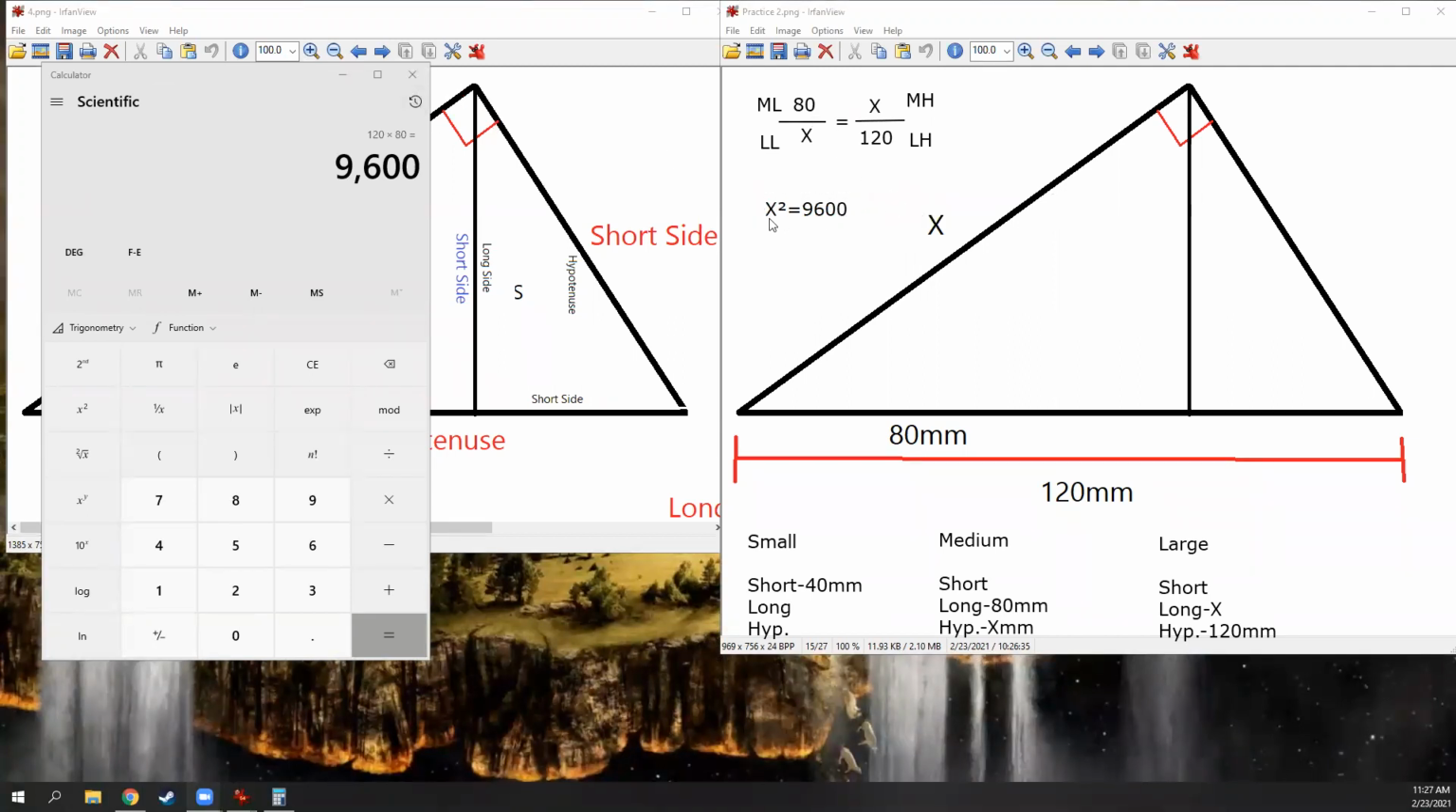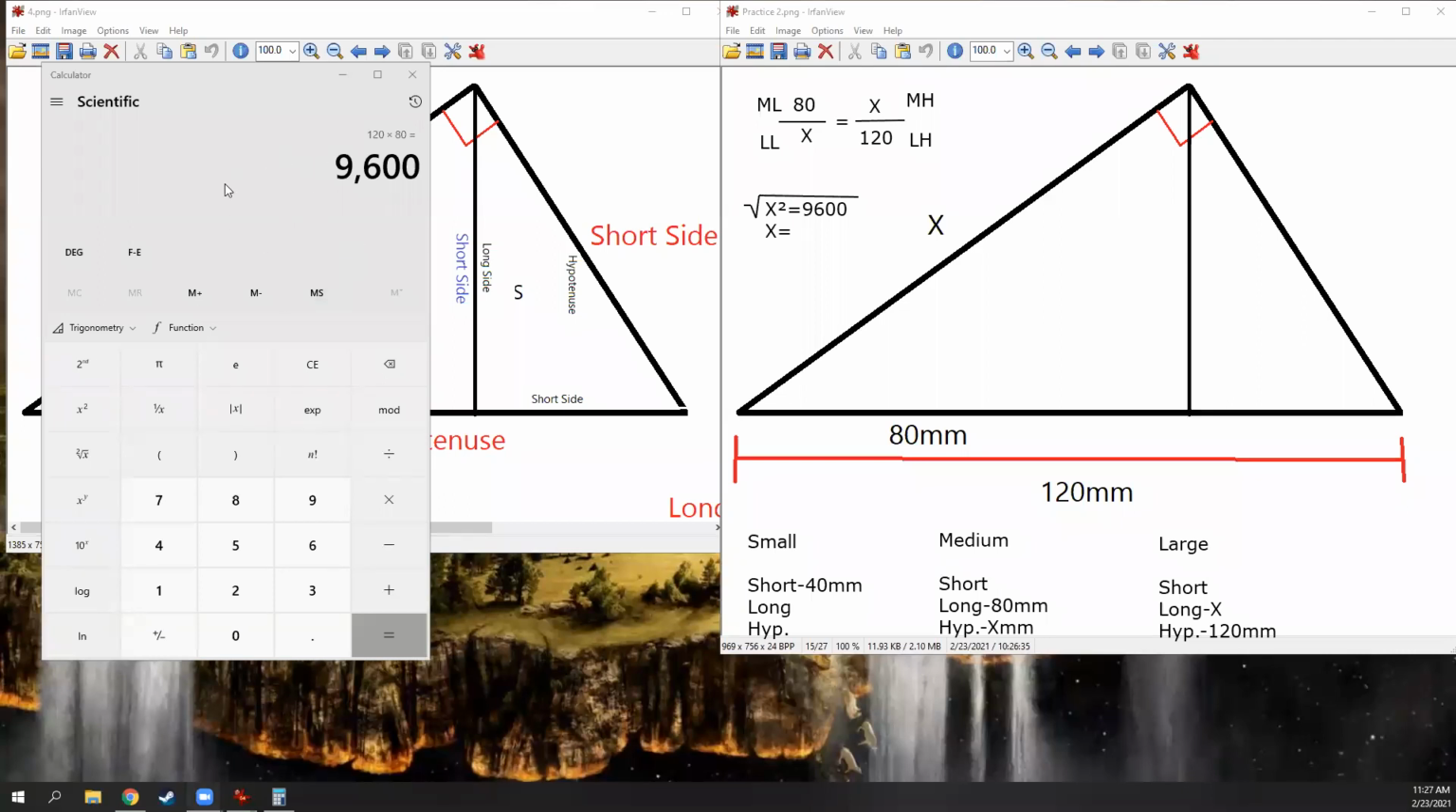So we've got X squared equals 9,600. That's a little extreme, right? So what are we going to do? If we were doing algebra, you always do the opposite of what's attached to the X to both sides. What is the opposite of X squared? Well, the opposite of X squared is square root. You square root both sides, and you're just left with X on this side and the square root of 9,600.